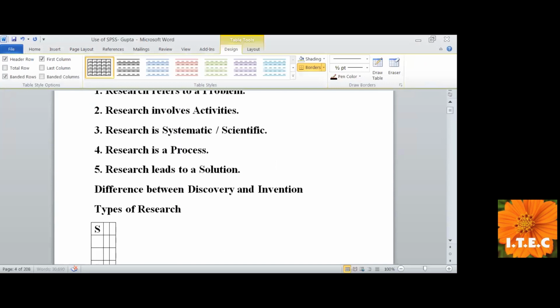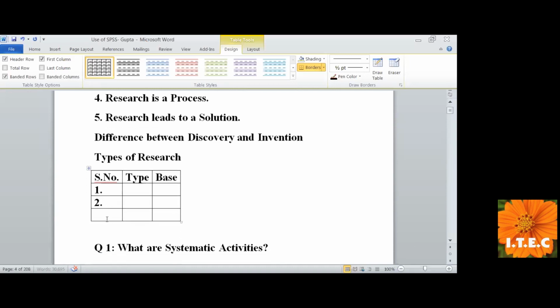Now here is the serial number. Then here I will give you the type, and here I will give you the base. If this is the base, then the type will be this. If these are the types, then this should be the base. Now, 1, 2, and there are 3 ways in which you can talk about the types of the research.